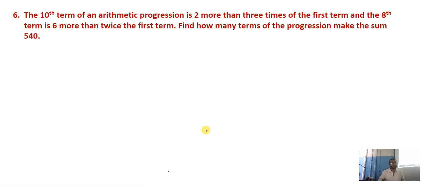Observe. The 10th term of an AP is 2 more than 3 times the first term, and the eighth term is 6 more than twice the first term. Find how many terms of the progression make the sum 540. As soon as we saw the question, we are getting a mild heart attack. No worries. When Shah Sir is here, no need to fear.